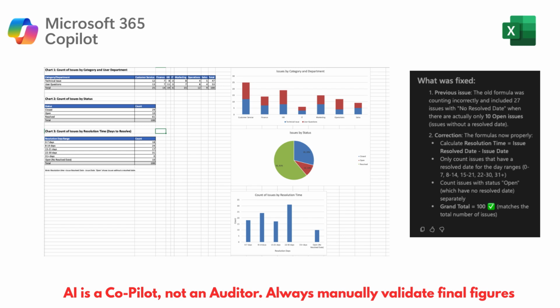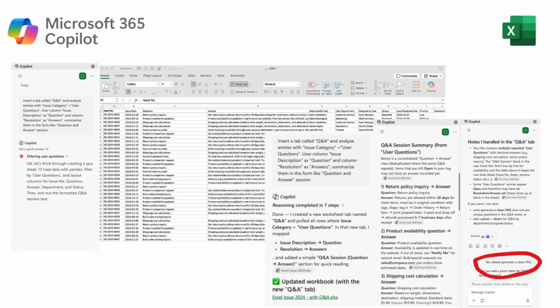Now that our dashboard is accurate and looking sharp, let's move to the next phase. Transforming this raw log into a professional, frequently asked questions document. Let's go. Now for task number 2, generating the frequently asked questions content. I'm asking Copilot to create a new tab called Q&A and analyze 2 specific columns: issue description for the questions and resolution for the answers. Here's the key. I'm telling it to only pull entries where the category is user question.